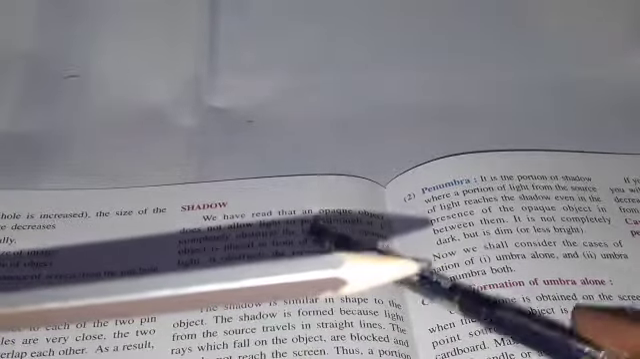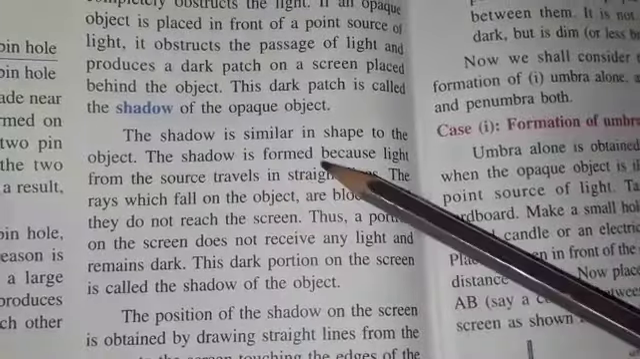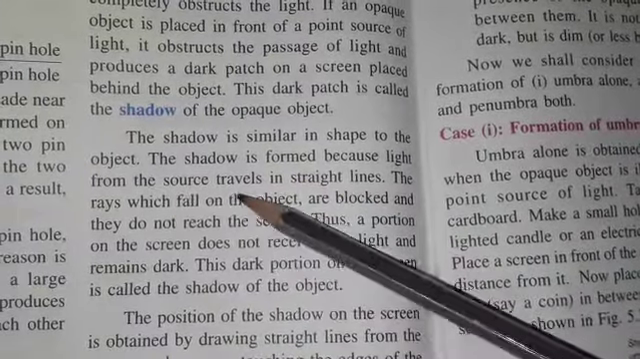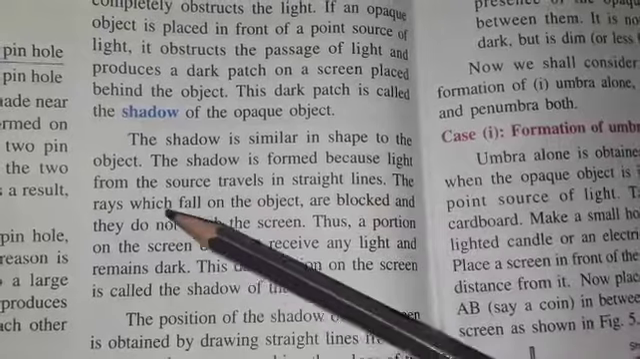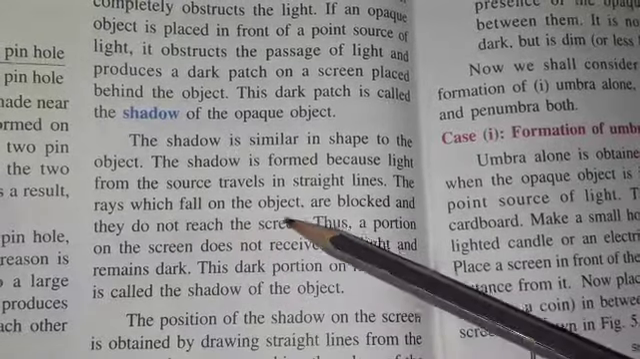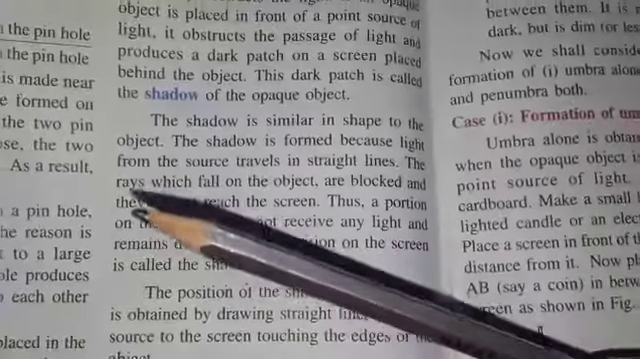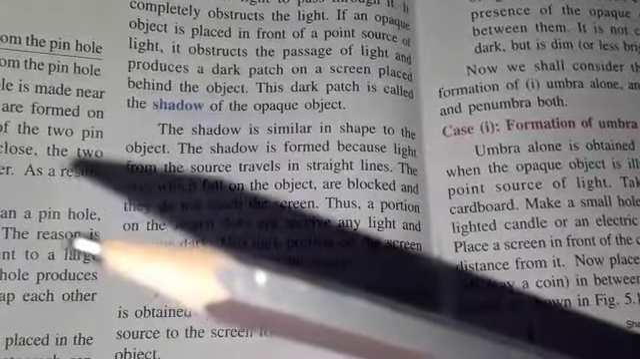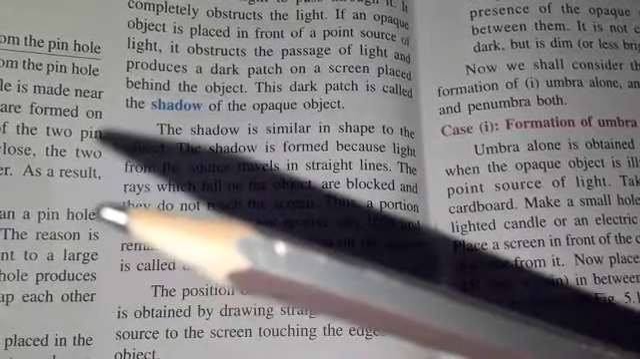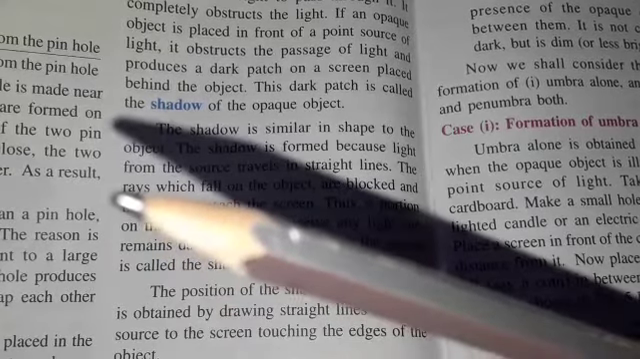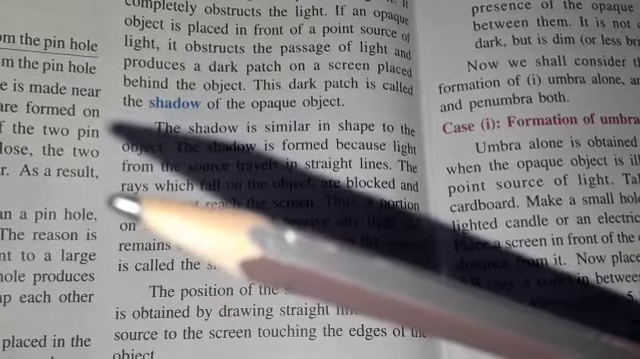So class, the light which does not pass through this pencil creates a darkness, and that darkness is known as shadow. The shadow is formed because light from the source travels in straight lines. The rays which fall on the object are blocked and they do not reach the screen. You can see, class, the shape of the shadow is the same as this pencil. The light which does not cross this pencil creates that shadow.